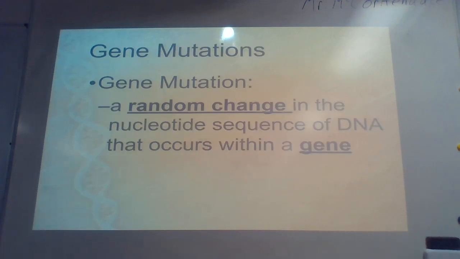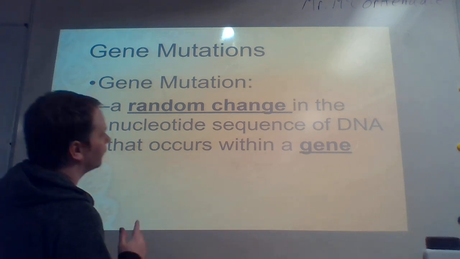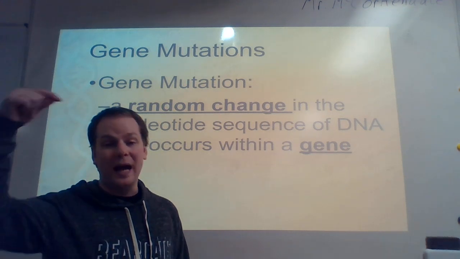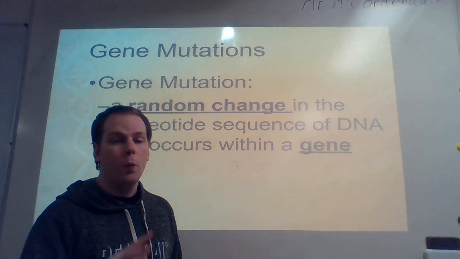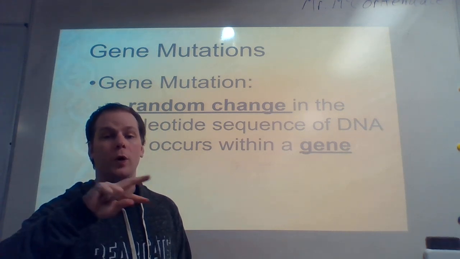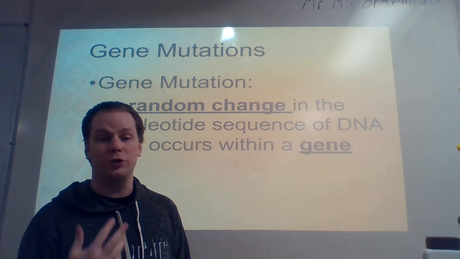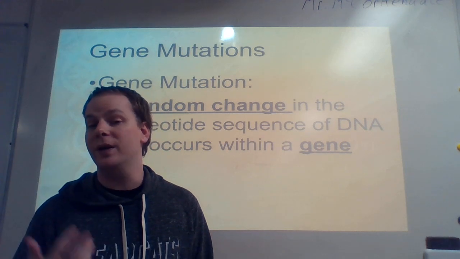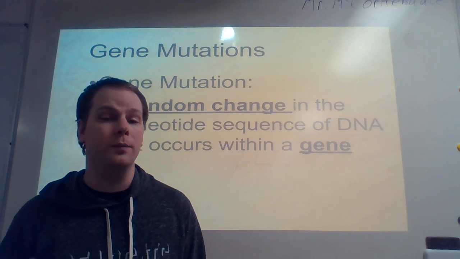Okay, mutations. Mutations are random changes in the nucleotide sequence within a gene. Now, this is a potential problem, and there are 3 ways or 3 things that we can really see mutations. Either a nucleotide gets added into the sequence, one is taken out of the sequence, so it's missing, or one gets changed for something that it shouldn't be. This happens very, very rarely, but it does happen. When it does, we call it a mutation.